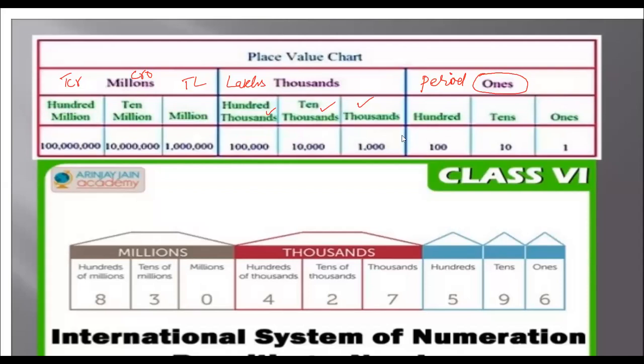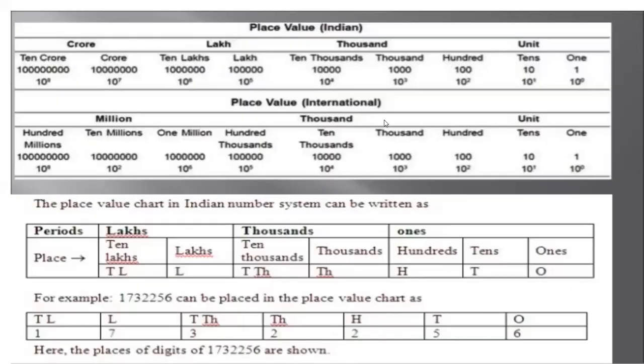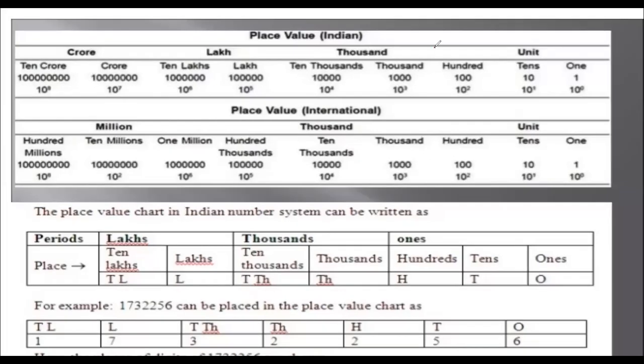After that, we'll go for the next. Yes, this is what I actually want to show you. This is the Indian system, place value of international. Yeah, this is the units period, I mean ones, tens, hundreds. You know that up to here. Yes, we'll put it here. This is the first period, and this is the second period, and this is the third period.